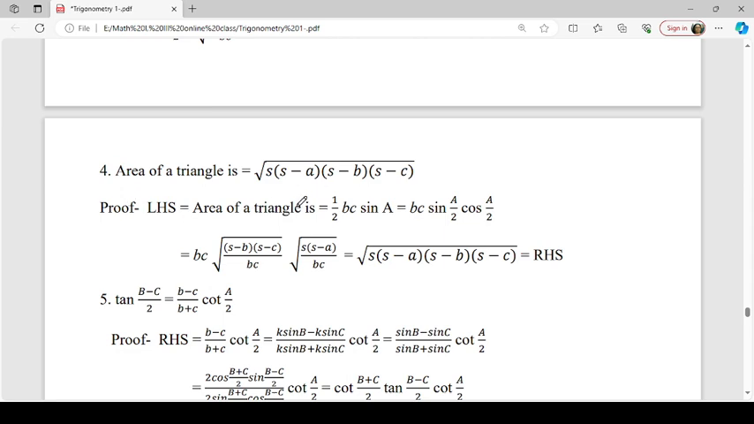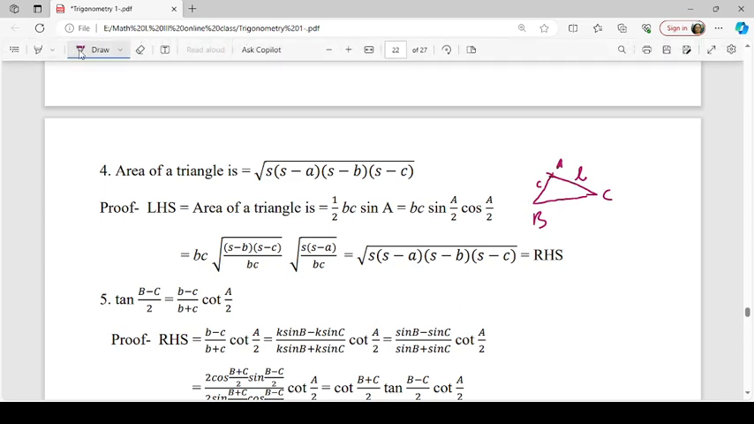Then area of triangle, it is bc sine A by 2. Area of a triangle is half bc sine A, because this is the triangle, this is A, this is b, this is c. So if we consider base as b or base as c, say base is b, then b is the base, or better we write this one like this.